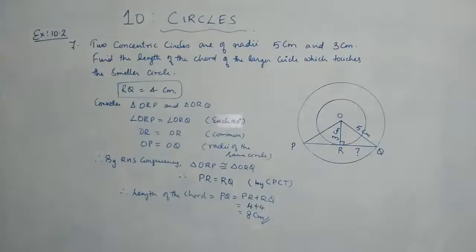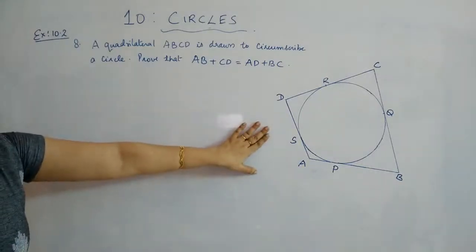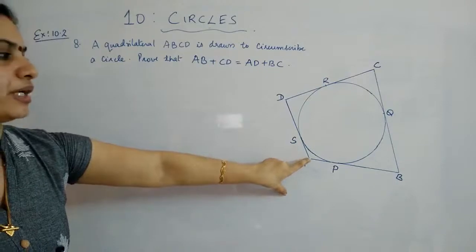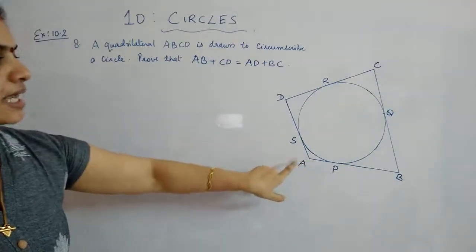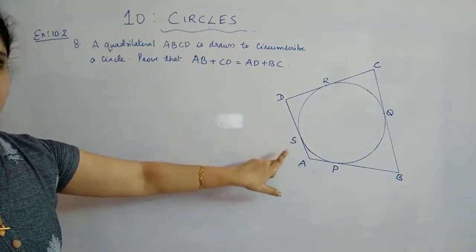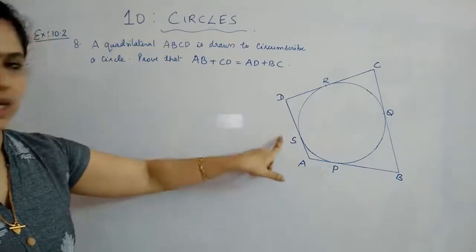Okay. Question number 8 is, a quadrilateral ABCD is drawn to circumscribe a circle. Prove that AB plus CD is equal to AD plus BC. So the figure is given for you. You can just see that A is acting as a point outside the circle, so that AP and AS both are tangents to the circle at the points P and S. So the length of the tangents will be equal there. That means AP will be equal to AS.